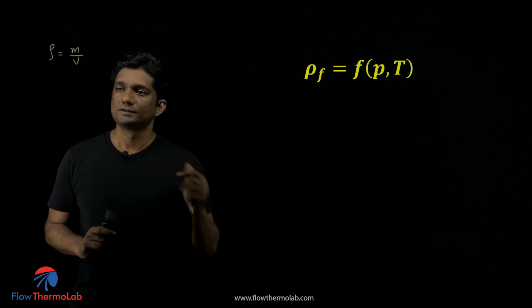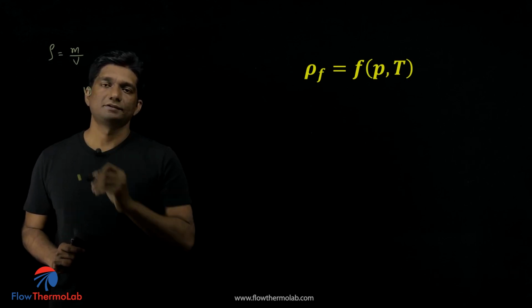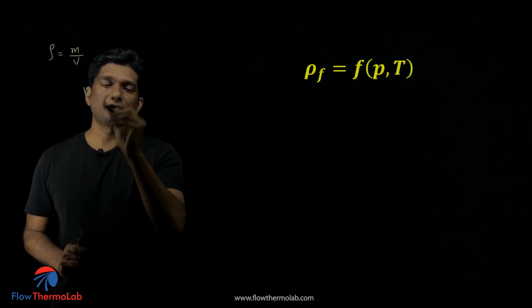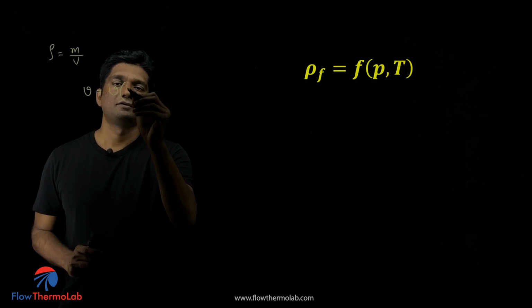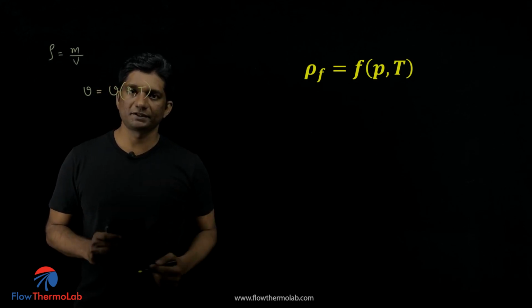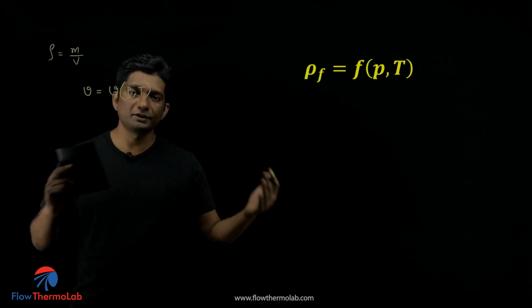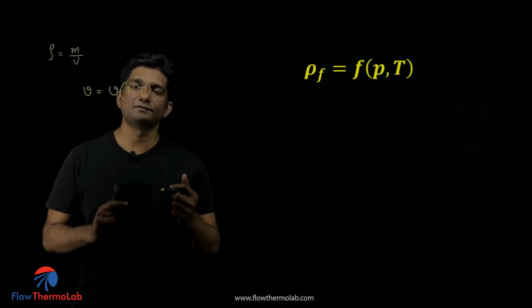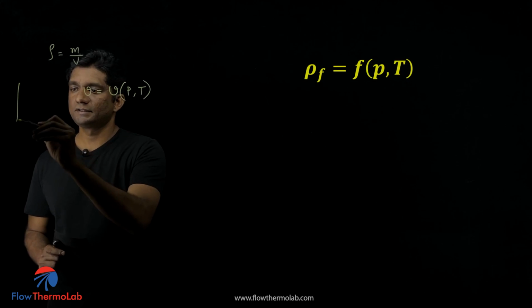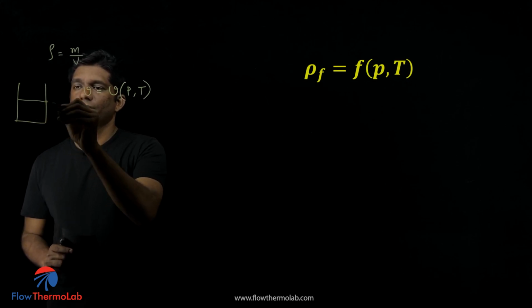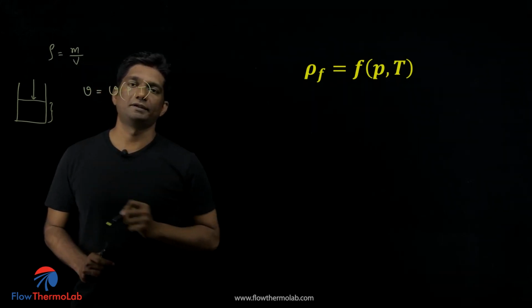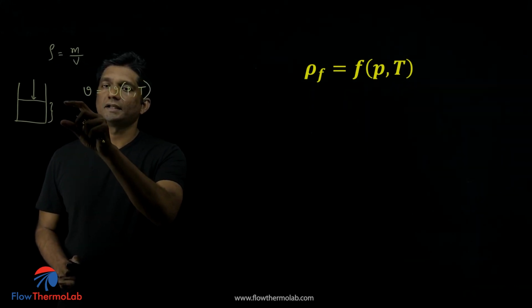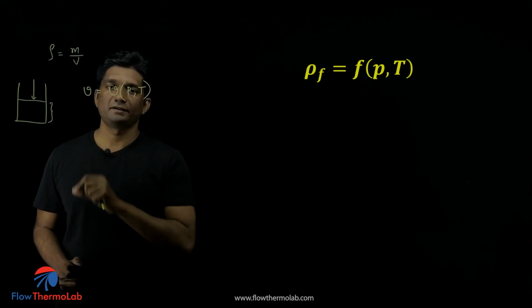So specific volume, small v, is a function of pressure and temperature, just like the density, right? It can change with respect to pressure, it can change with respect to temperature. Now we can imagine it in terms of volume. You're applying some force, and think about the change in volume here. Now we are interested in the tiny change in the volume, the dV, right?